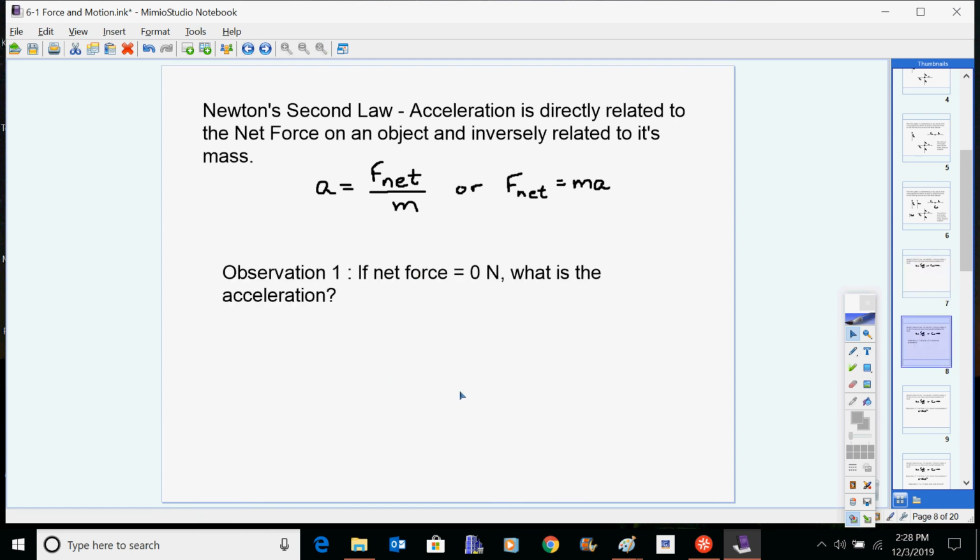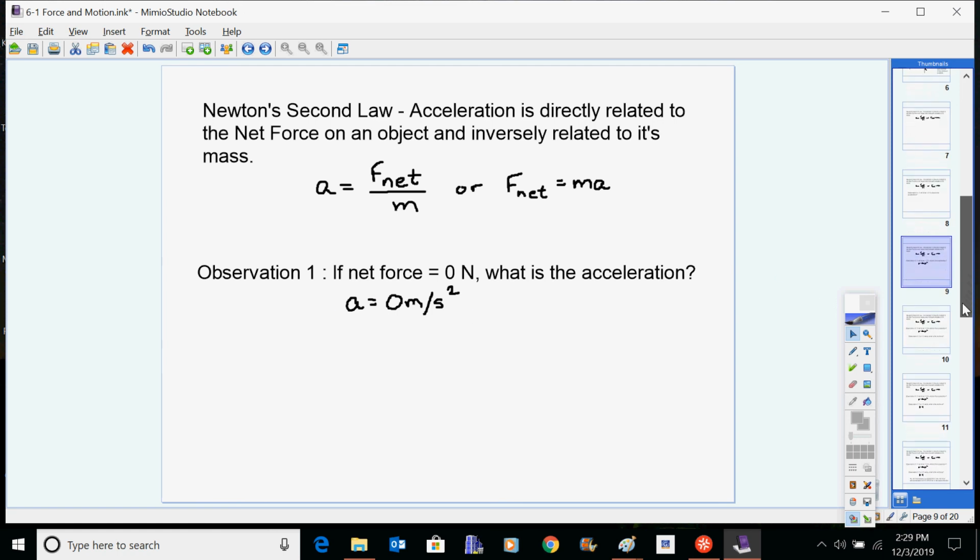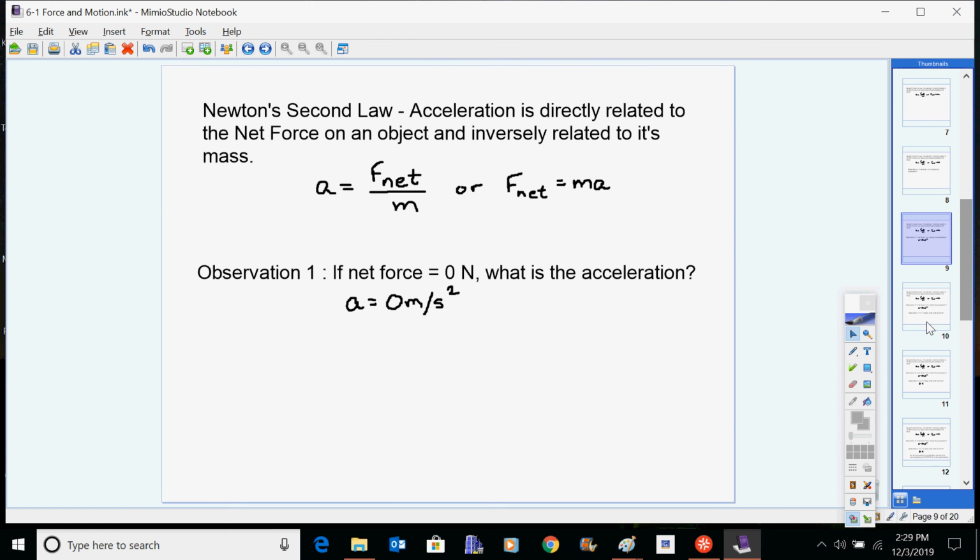So first off that we can observe, I want you to write this down. If net force is 0, what would be the acceleration then? 0, okay? Because you could plug that number right in. So if the net force is 0, the acceleration is 0, please write that down. And then be prepared to study it come test time.